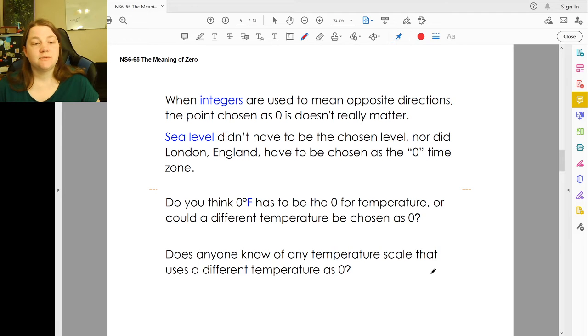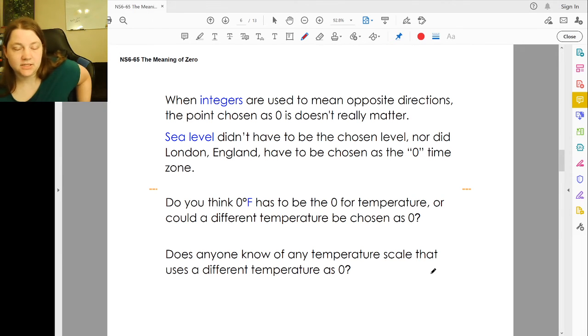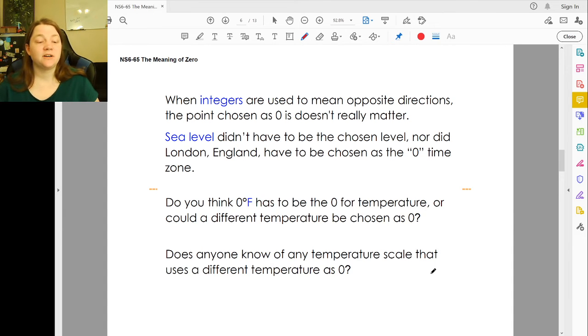When integers are used to mean opposite directions, the point chosen as 0 doesn't really matter. Sea level didn't have to be the chosen level, nor did London, England have to be chosen as the 0 time zone. It's just the one that we picked. Sea level's super convenient because that's where the water sits and that's relatively consistent, waves and such. Do you think that 0 degrees Fahrenheit has to be 0 for the temperature? No, we could have chosen something else, but then we'd have to change all the other scales.